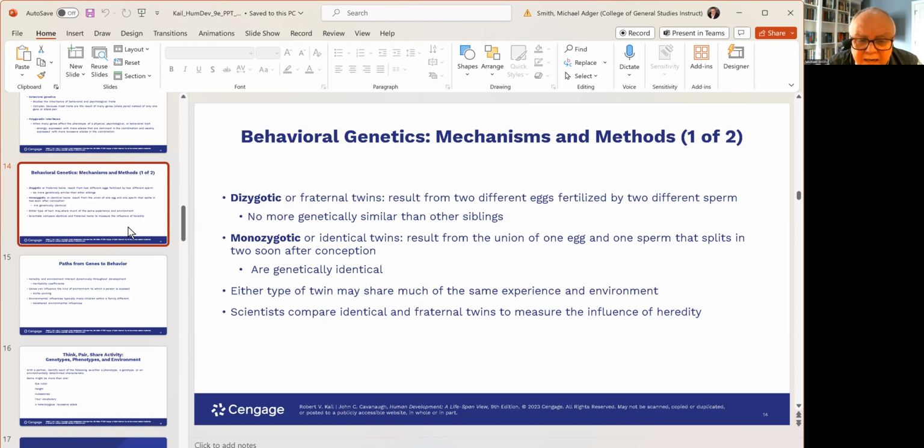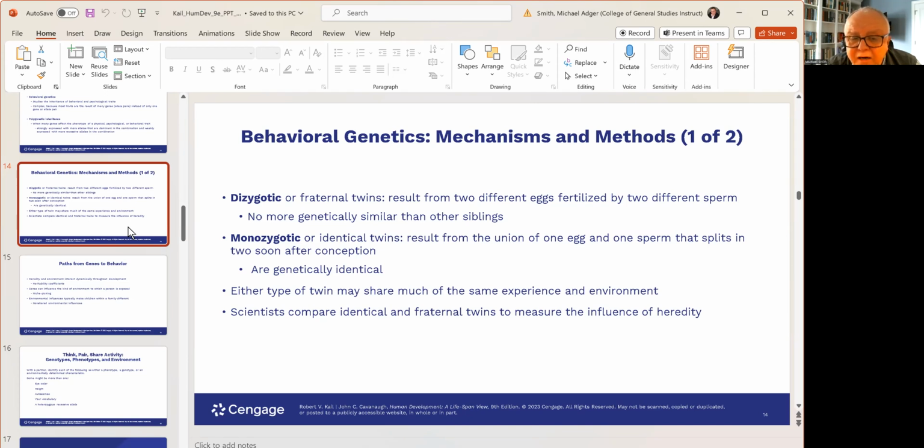A dizygotic, or fraternal, twin. Now, we can have different kinds of twins, of course. Fraternal twins happen when there are two different eggs fertilized by two different sperm. They are not any more genetically similar than any other sibling. So they are not twins as such. They're two separate babies that are conceived at the same time and carried to term in the same womb, but don't have exactly the same genetic makeup.